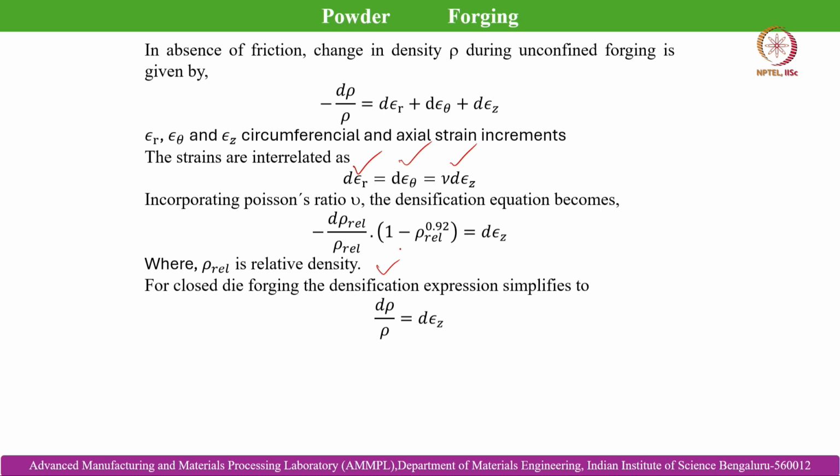In case of closed die forging, the densification expression simplifies as d rho by rho is equal to d epsilon z. In this case only the axial strain changes, because of the constraint associated with the closed die, the powder compact is not allowed to be strained in the radial or circumferential direction, only in the axial direction. That is why expression 1 reduces to expression 2 in case of closed die forging.